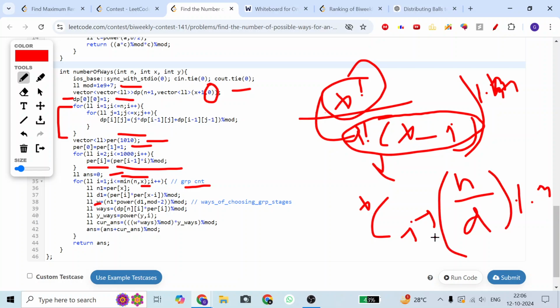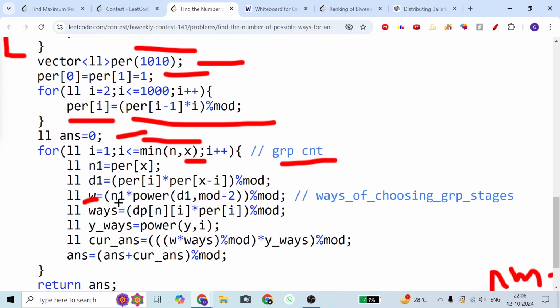For finding this I have Fermat's theorem, because I cannot do modulo of division, since n cannot always be completely divided by d, but I need an integer. So I will multiply n with d raised to the power mod minus 2 and take mod. Again, this is Fermat's theorem. So n1 into d1 to the power mod minus 2, then I take mod. This is the number of ways.